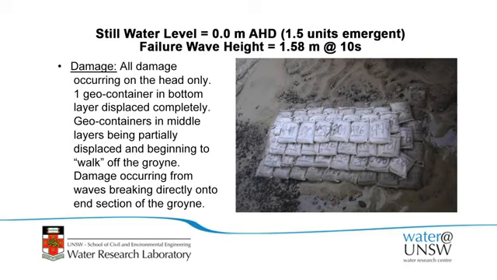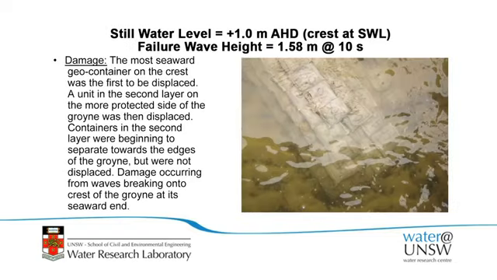Realising this structure is 1 metre out of the water, this is the head of the groin, so it basically just parted under the water a little bit. This is the damage that occurred. The head of the structure, these units parted themselves out, this layer parted out, but the crest actually stayed intact. That was the damage mechanism that we saw. These started trying to walk their way off the groin and fall off. So with a 0 metre AHD water level, that was how it failed.